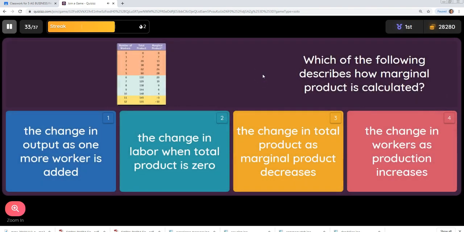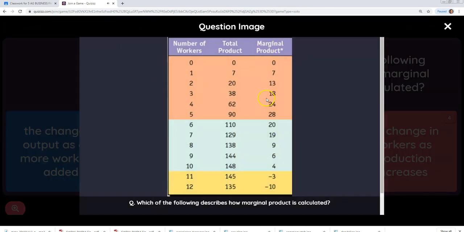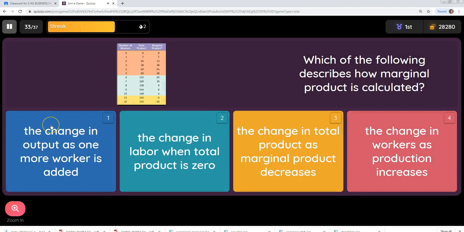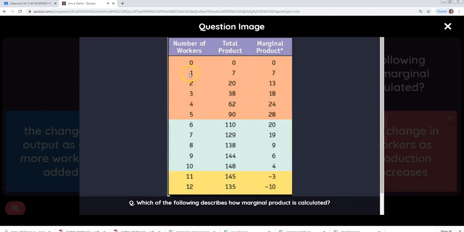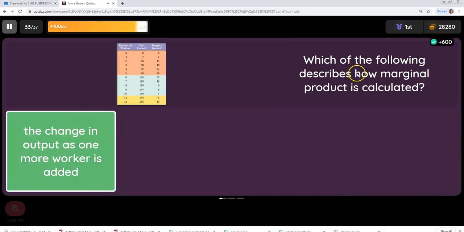Which of the following describes how marginal product is calculated? Marginal product here. That was the change in total product. Let's see if we have an answer. The change in output as 1 more worker is added. The change in labor when total product, no. The change in total product as marginal product decreases, no. The change in workers as production increases. The change in output as 1 more worker is added. That one makes sense. Add a worker. We have a change in marginal product. We're going with 1 here.